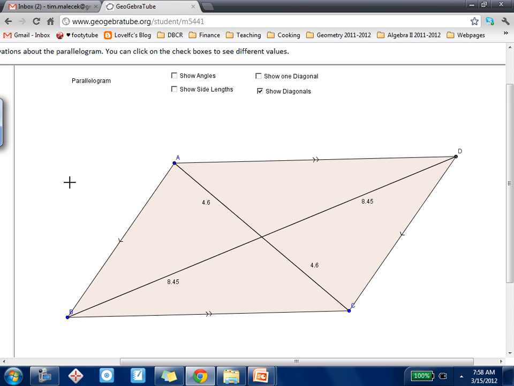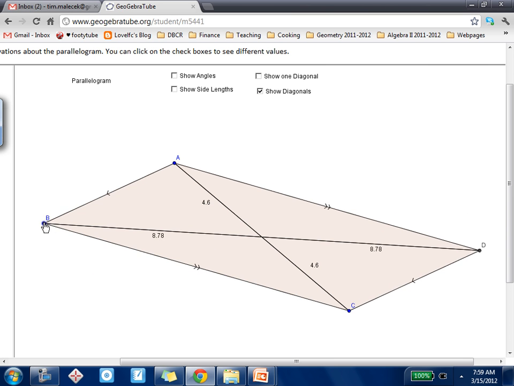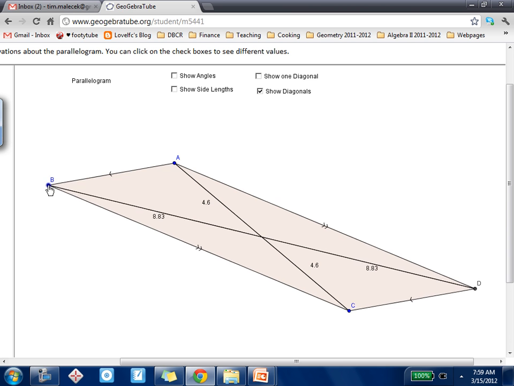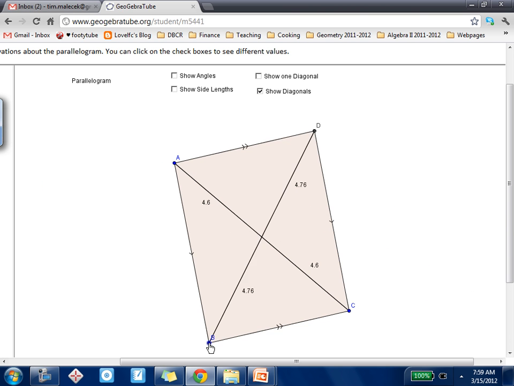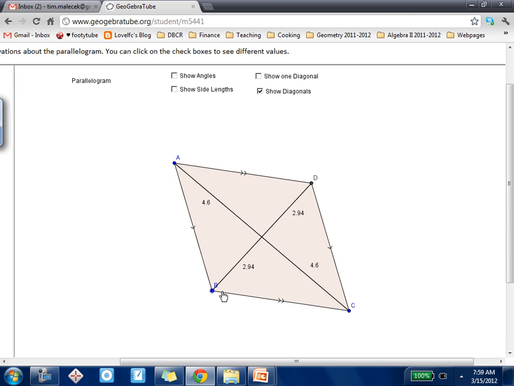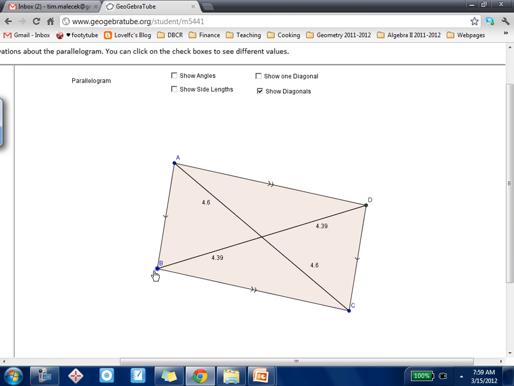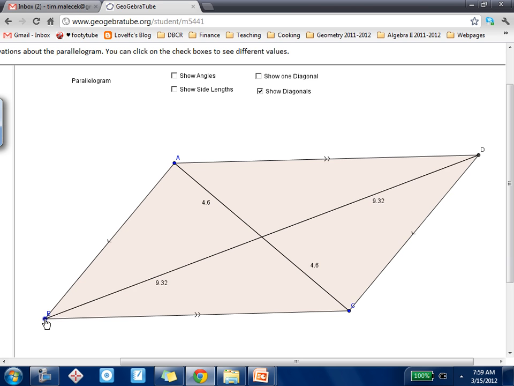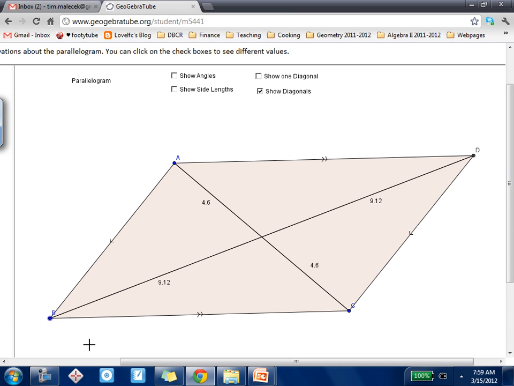Anything? Let me move it. So what do you notice here? They do form 4 triangles, I agree. What about their distances? Does it cut it into 2 equal pieces?